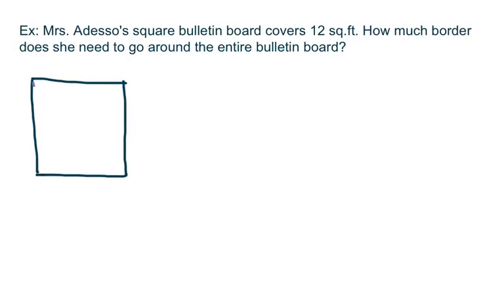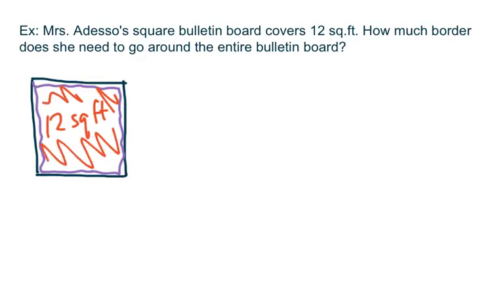And the border goes all the way around the outside of the bulletin board. Alright, so we know that it covers 12 square feet, so we know the area is 12 square feet. So this whole inside is 12 square feet, and that covers everything inside here. So we want to know what the length of each side is, because if we know that, then we can find out how much border we need. So this is just like the last example, but we have to do more with it.